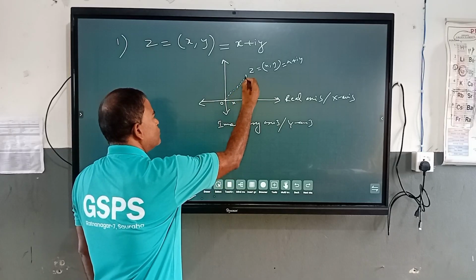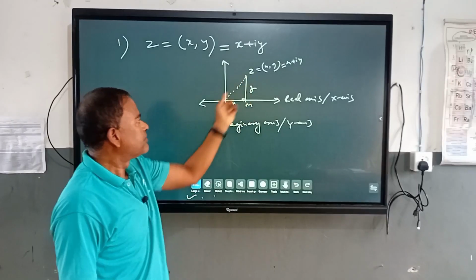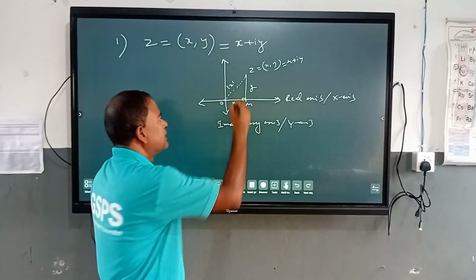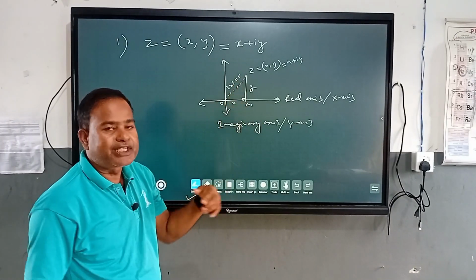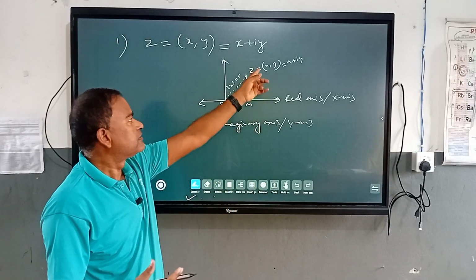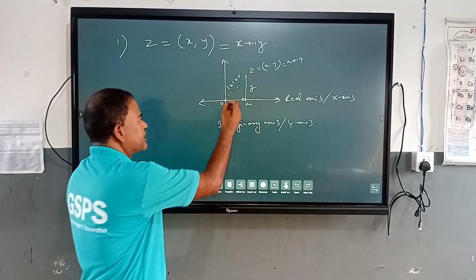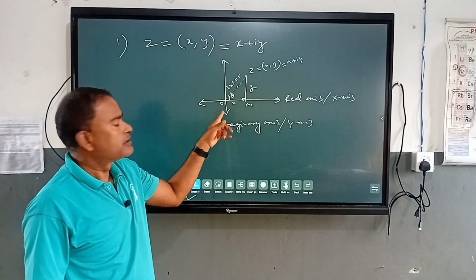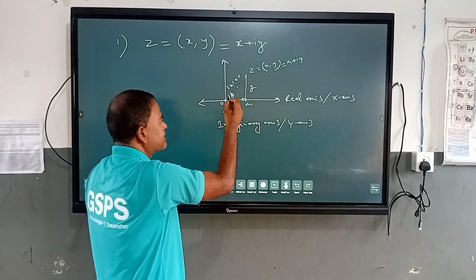If we join O to Z, then the distance of x comma y from the origin, which is called the modulus of complex number, we represent it by the letter r. So OZ is the modulus, or we can say the distance of x comma y from the origin. Dear students, let us suppose the angle made by OZ with the positive direction of x-axis in the anti-clockwise direction.